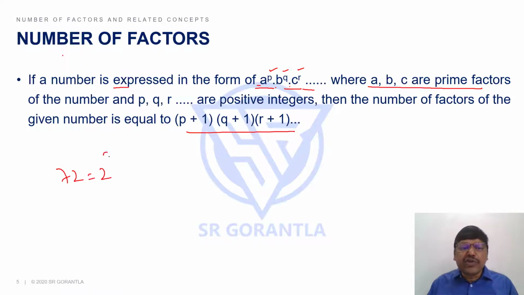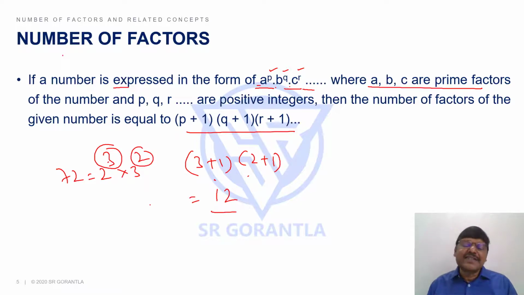72, I am writing it as 2 cube into 3 square. So since the powers are 3 and 2, 3 plus 1 into 2 plus 1, I am saying it is 4 into 3, 12 factors. Is that okay? As I said, take the screenshot or write down, students. Then we'll go to the next one.